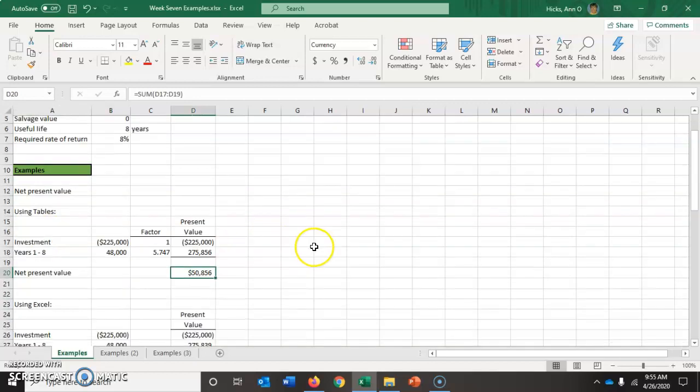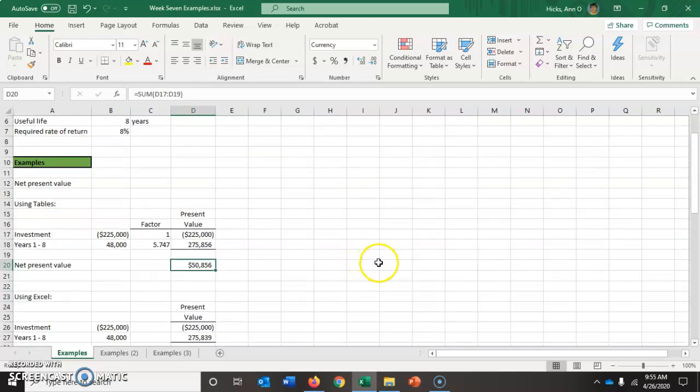In this example, those are effectively the only cash flow streams. That leaves us with a positive net present value of $50,856, which, based on dollars alone, quantitatively examining it, this would be an appropriate investment to make.